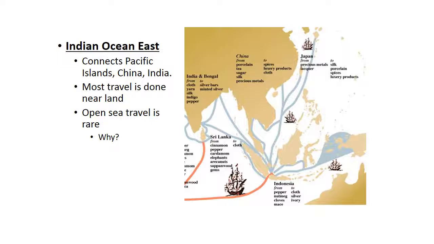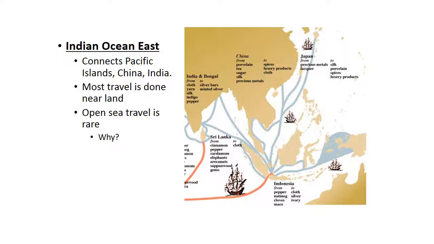Then we have the Eastern Indian Ocean, which is between India and Southeast Asia and a little bit of China. So it connects the Pacific Islands, which are on our right-hand side, with China and India. And most of this travel, like I said, is done near land because there's no open seas trade. We don't have ways to keep our goods perishable, or perishable goods, which means they go bad, so to have food stores, we also don't have excellent navigation. So you need to be able to see land to know where you're going.